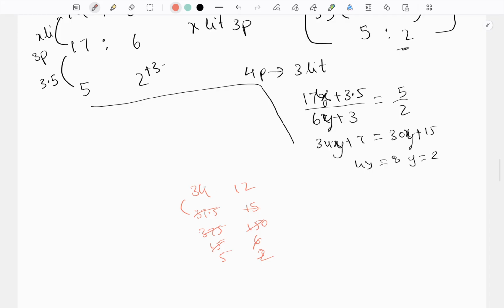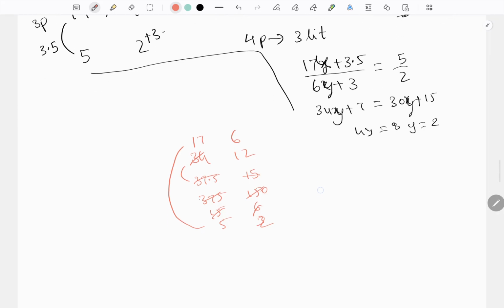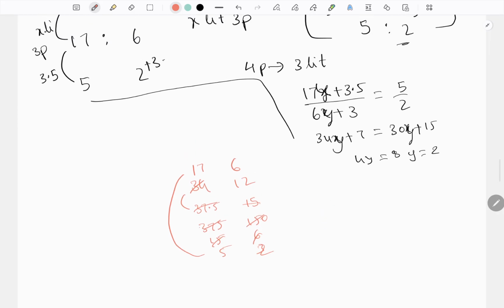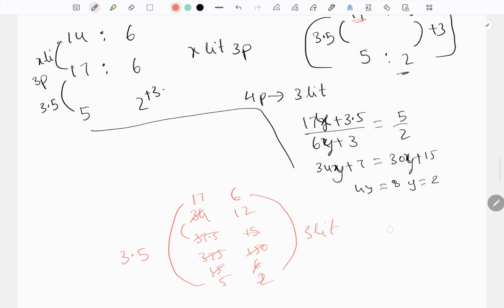And it becomes 17 and 6 ratio. Means how many parts increased? There should not be any change. Here it is 3 liters and here it is 3.5 liters.